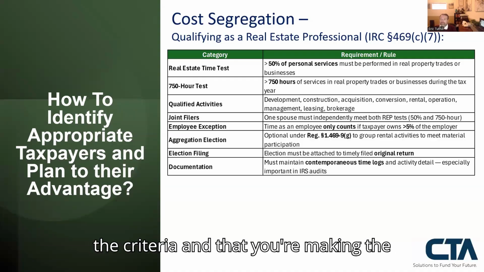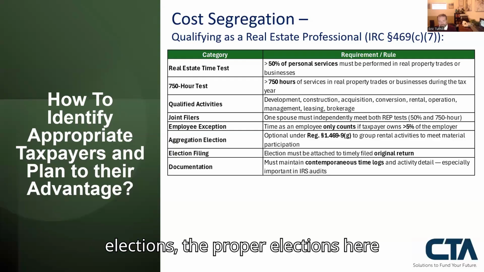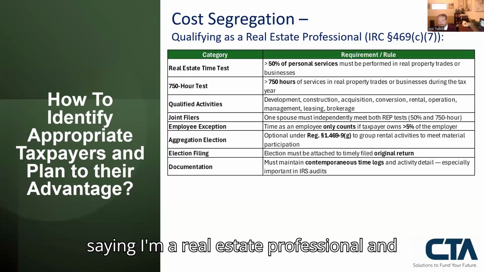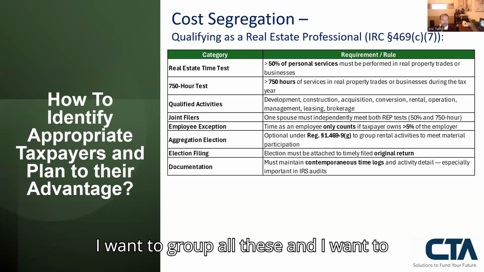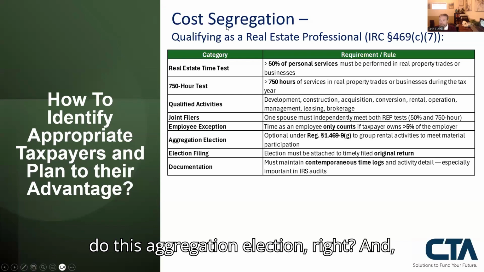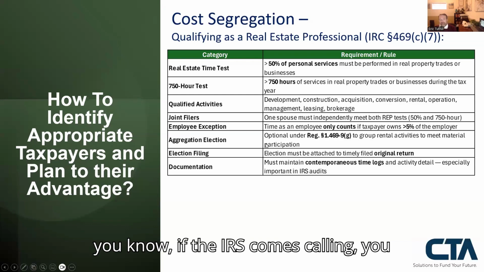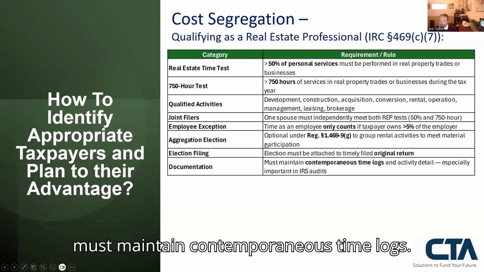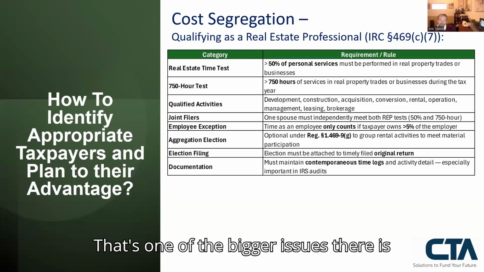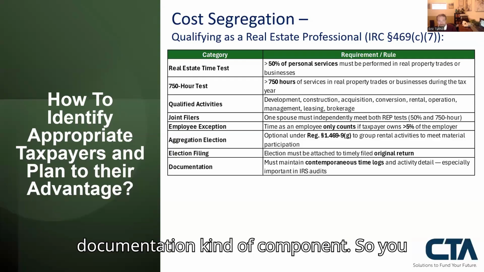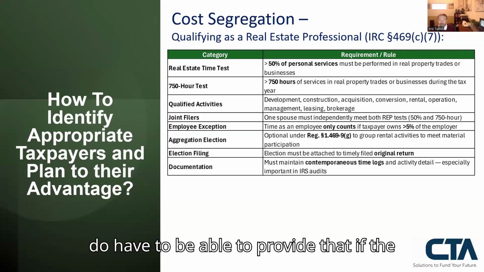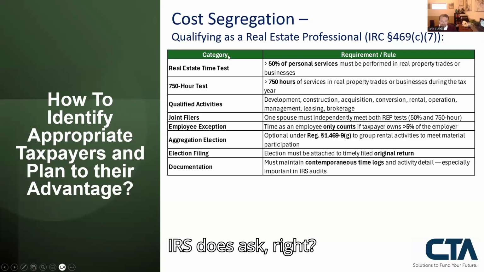Make sure that you're meeting all the criteria and that you're making the proper elections here, saying I'm a real estate professional and I want to group all these and I want to do this aggregation election, right? And if the IRS comes calling, you must maintain contemporaneous time logs. That's one of the bigger issues, this contemporaneous documentation component. So you do have to be able to provide that if the IRS does ask, right?